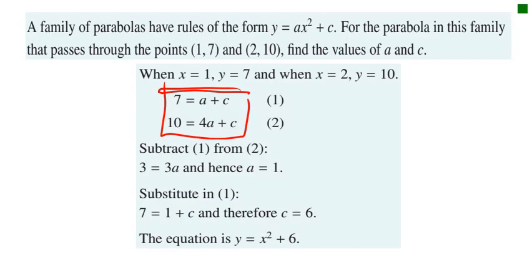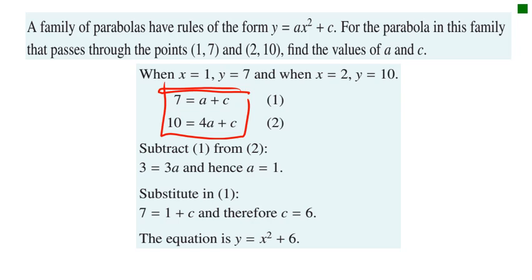Okay, so looking at this particular question, we're told that the rule is y is equal to ax squared plus c, and our task is to find out what the a and c are equal to. Now, generally speaking, if there's two unknowns to find out, there's generally going to be two pieces of information which are given to us. So what it means is we just need to substitute those in, form some simultaneous equations, and then solve those simultaneous equations.